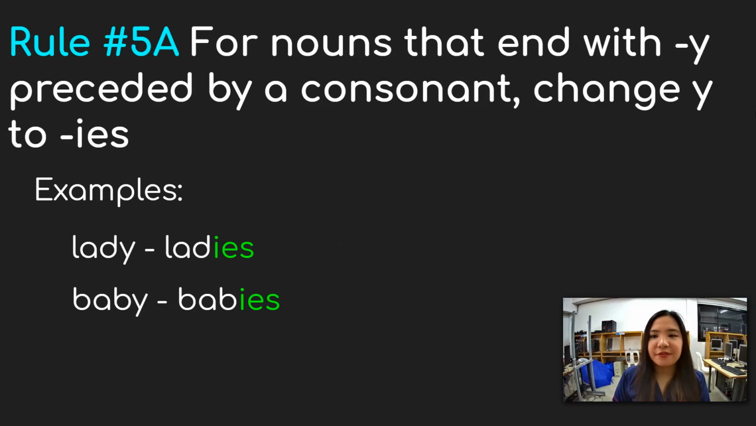For our rule number 5A, for nouns that end with Y, preceded by a consonant, change Y to I and then add ES. So again, for this one, before letter Y, there must be a consonant. For example, lady to ladies. Before letter Y, we have letter D, and letter D is a consonant. So we are going to change letter Y to letter I, and then we are going to add ES. Same as with the second example, baby to babies.